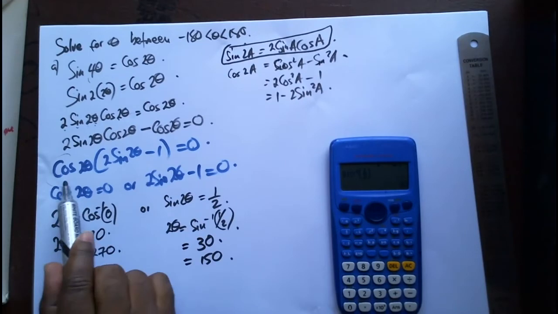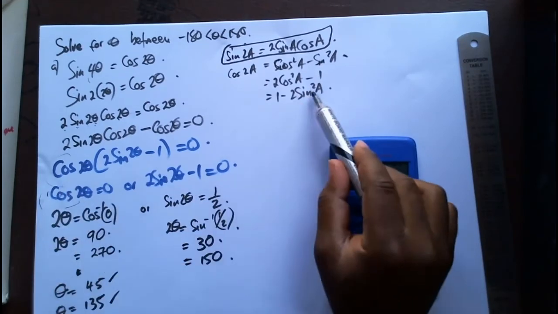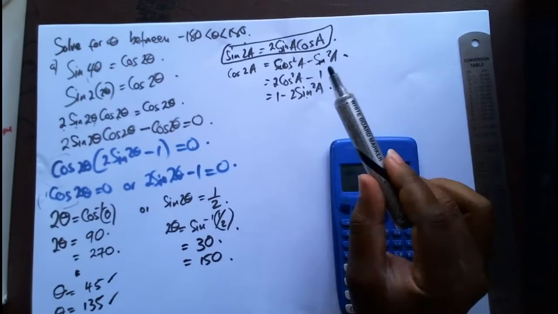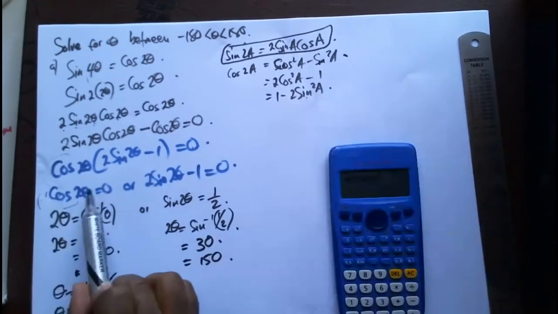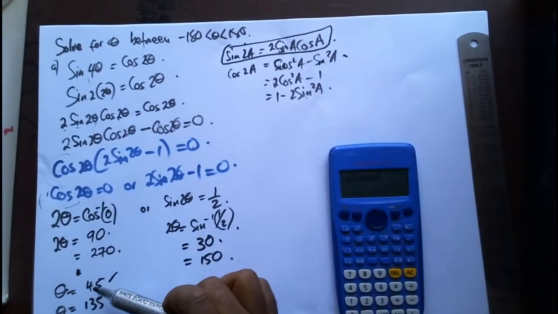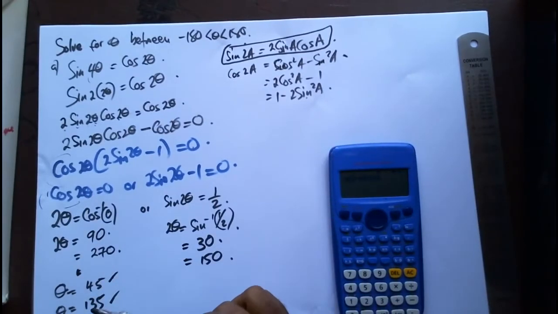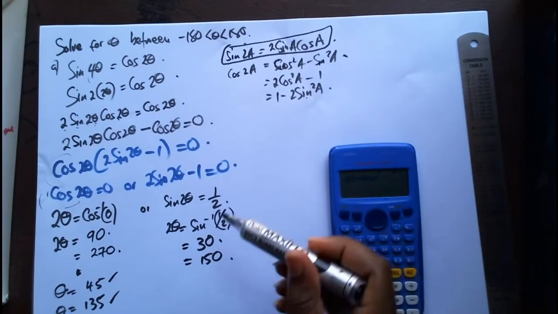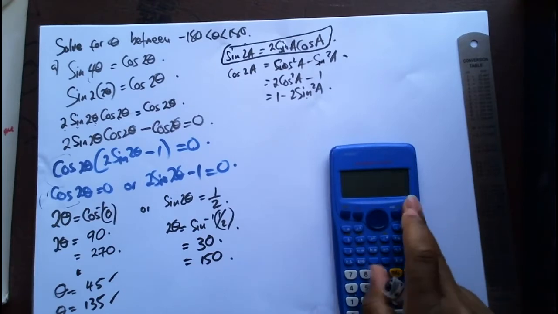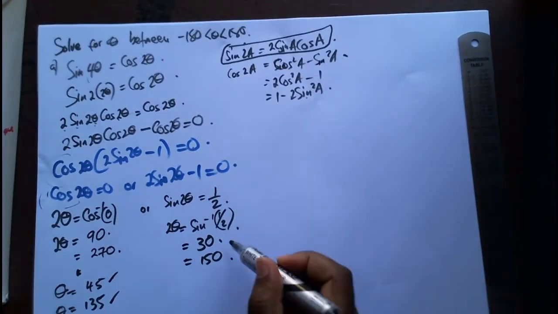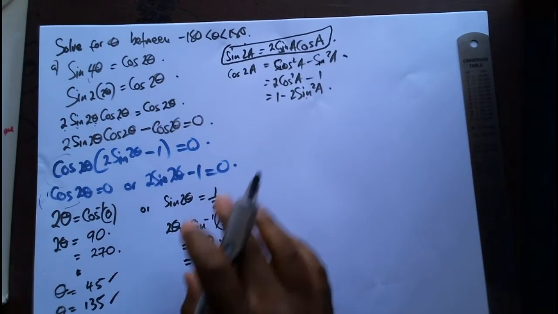And so for me to introduce this, I can still get the answer. I can show you just now that I'll get 45 and 135, or I will still get 30 and 150. So let me quickly finish this one, then I can show you just now.